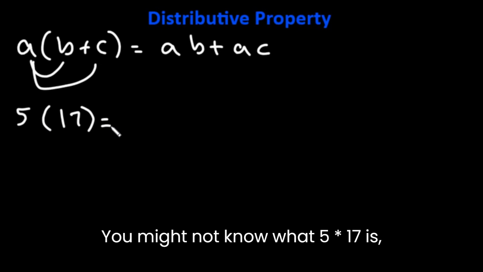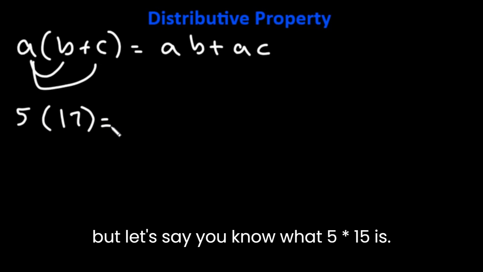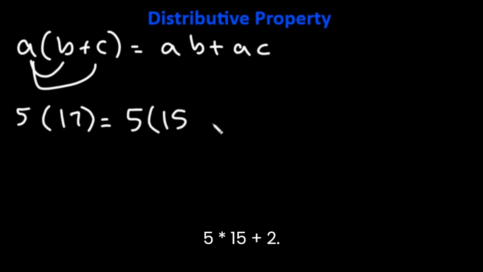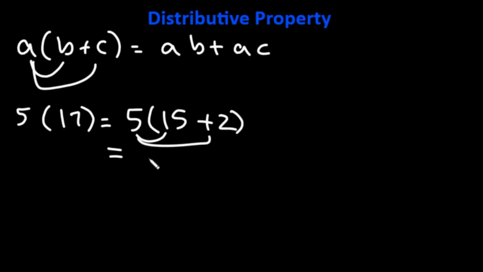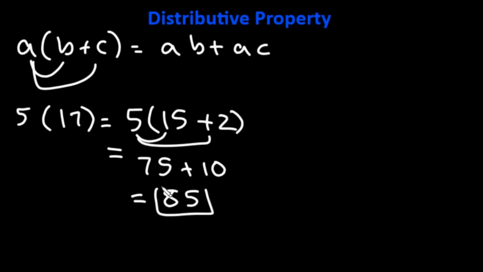You might not know what 5 times 17 is, but let's say you know what 5 times 15 is. You can simplify this to be 5 times 15 plus 2. So distributing the 5 will give us 75 plus 10. So this is just 85.